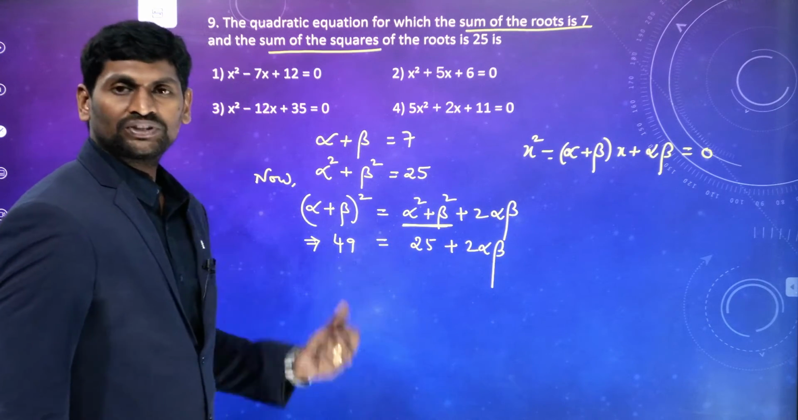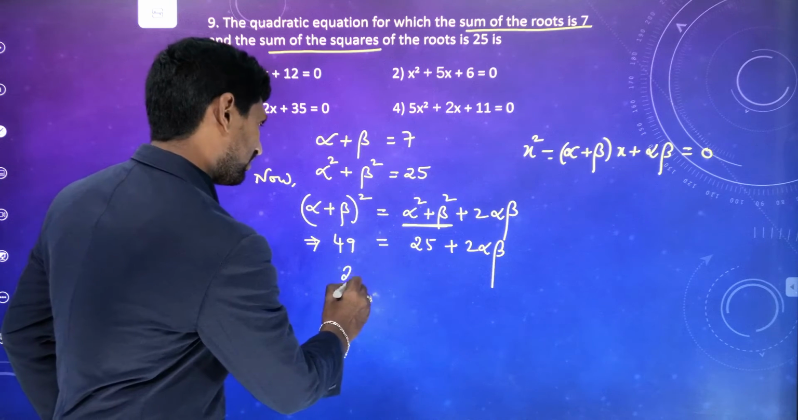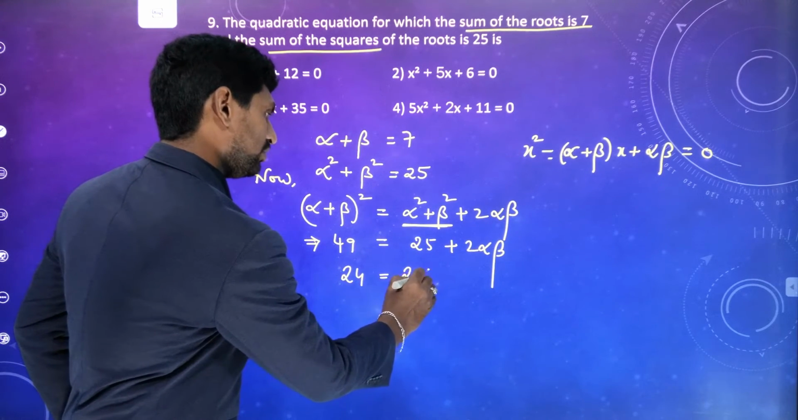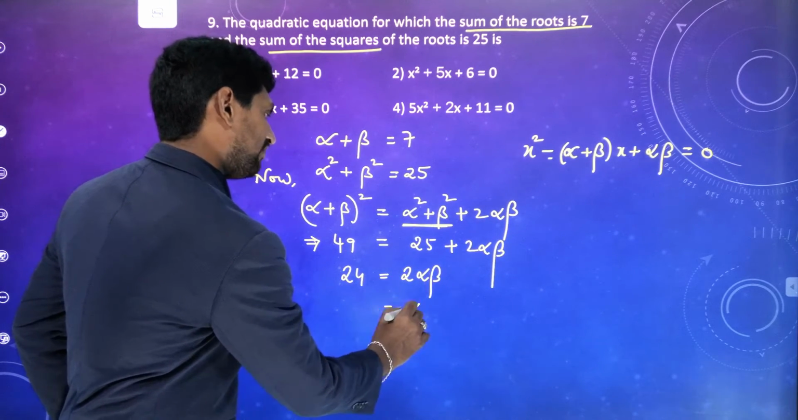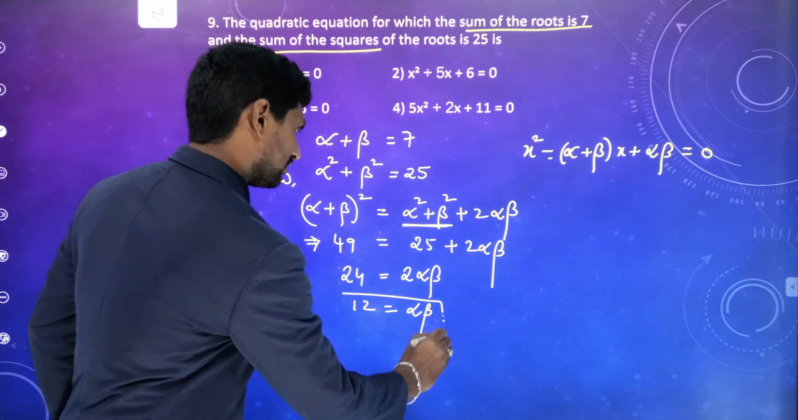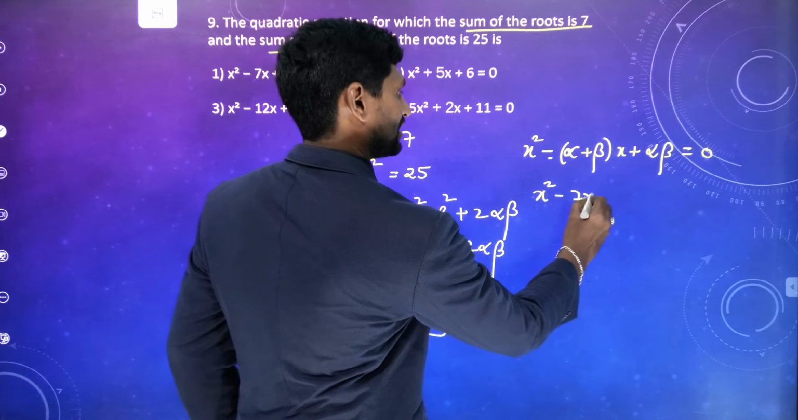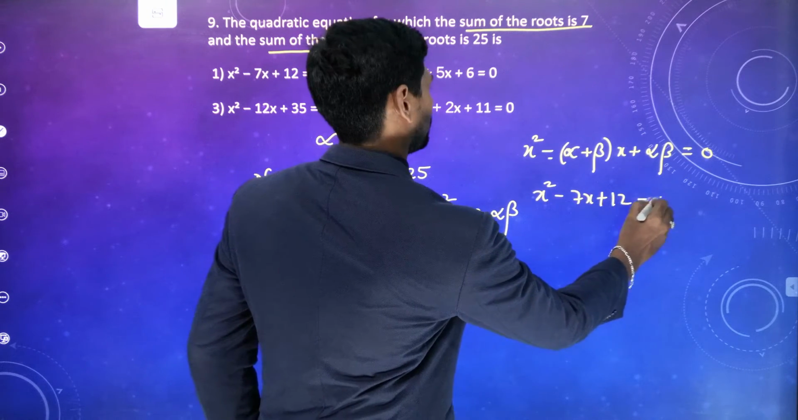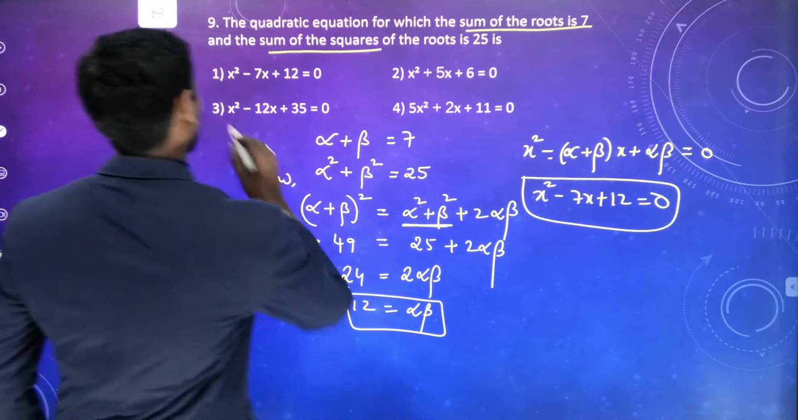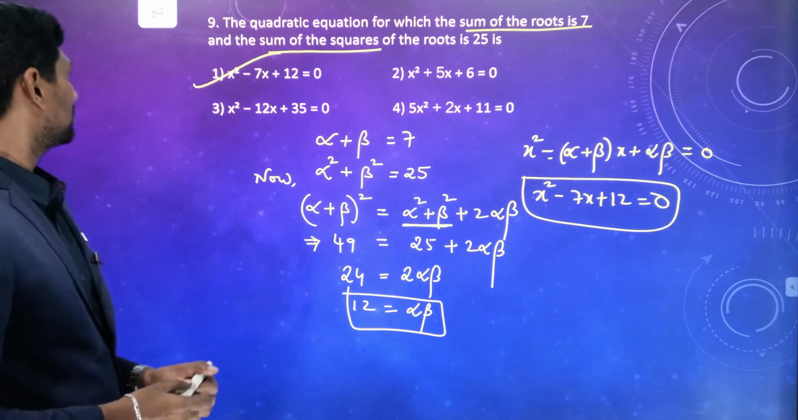Plus 25 transpose this side becomes minus 25. 49 minus 25 is 24. 24 equals 2 alpha beta. Then alpha beta value is 24 by 2, nothing but 12. Substitute in the equation. So it will be x square minus 7x plus 12 equal to 0. Same option 1. Good.